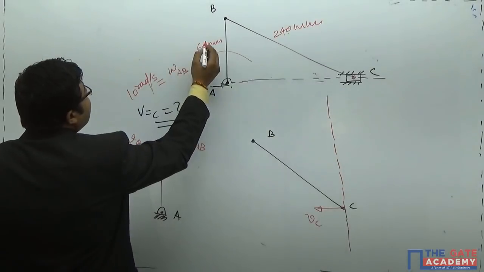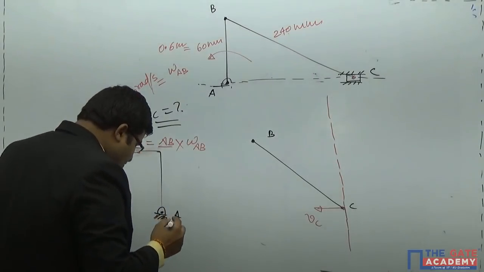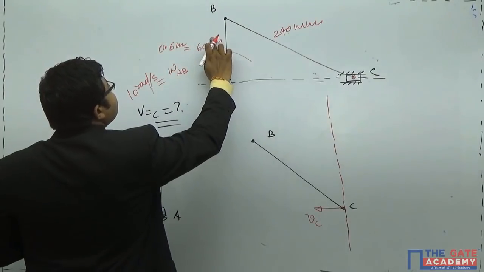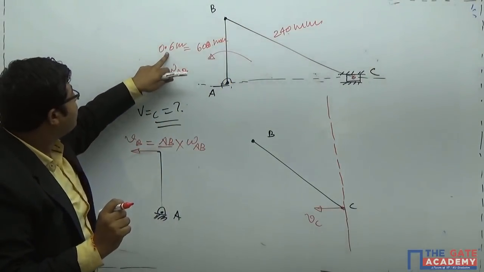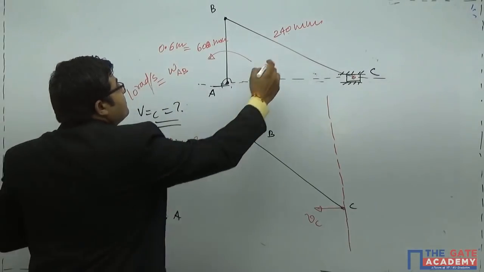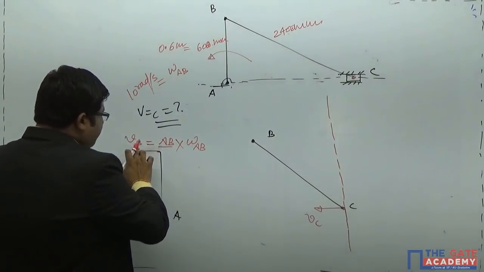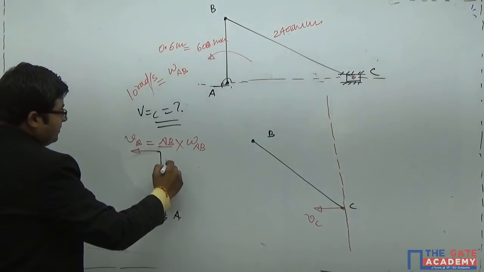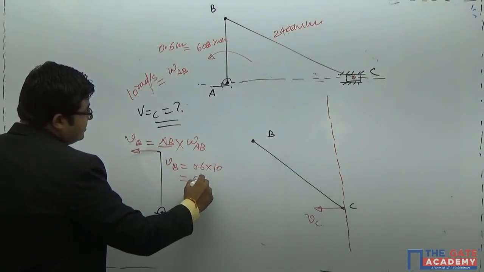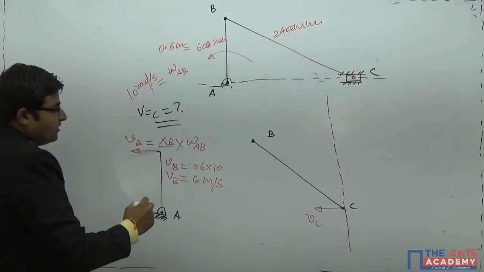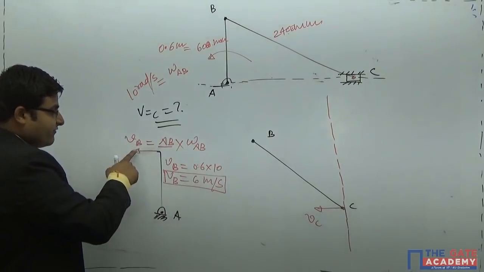So you can write this 60 mm as 0.6 meter. Take this as 600 mm; that will look good. So this is 0.6 meter and omega AB is given as 10 radian per second. So we can write VB as 0.6 into 10, that is nothing but 6 meter per second, the velocity of point B. Omega is given to you. Directly they have not given the velocity of point B.